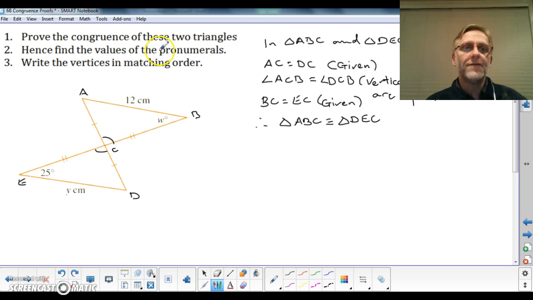Okay, find the values of the pronumerals. Well, once we know that these triangles are the same size and the same shape, we know that corresponding sides are equal and corresponding angles are equal. So now that we know that, I've answered question 1, I can write my answer to question 2. I can say that Y is equal to 12 centimetres. The reason is that corresponding sides of congruent triangles are equal.